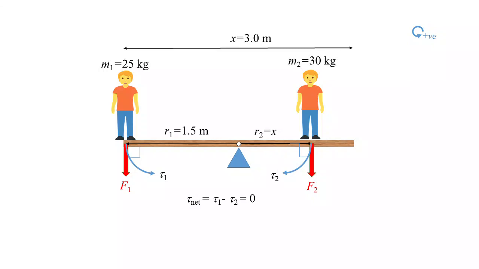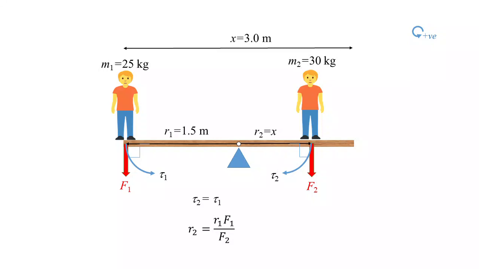Let's move tau1 to the right of the equation and eliminate the negative signs from both sides. Now, substitute the definition of torque with perpendicular distance times force. Finally, we can transpose this equation to solve for R2, which gives us R2 being equal to R1 multiplied by F1 and divided by F2.